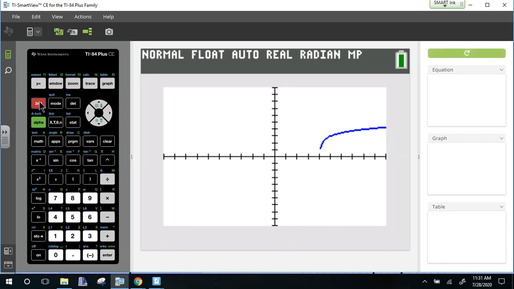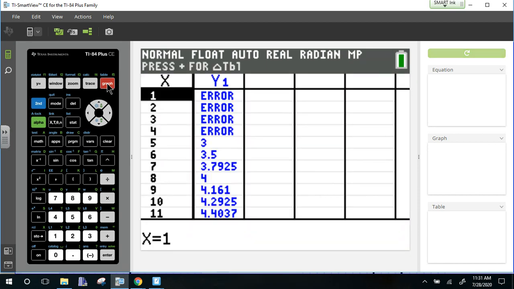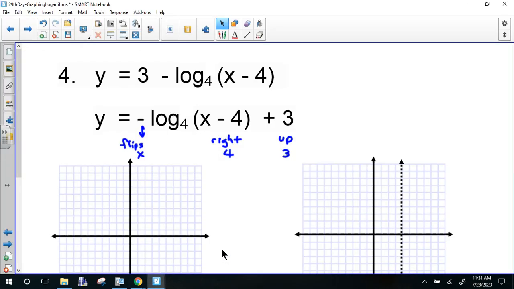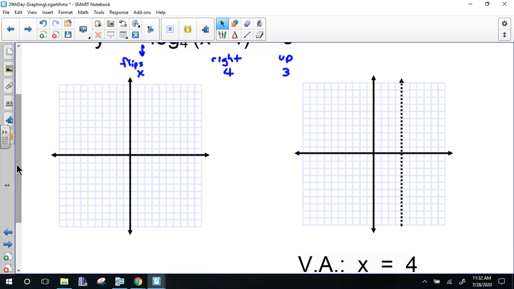If you want points, go to second table, and you'll notice that the points start at (5, 3). We got one at (8, 4). I'm going to try to use the whole numbers here. (11, 4.4) is the next one. So if we go back and we plot these, plotted at (5, 3). We got one at (8, 4). And (11, 4.4), so it starts to get out here.